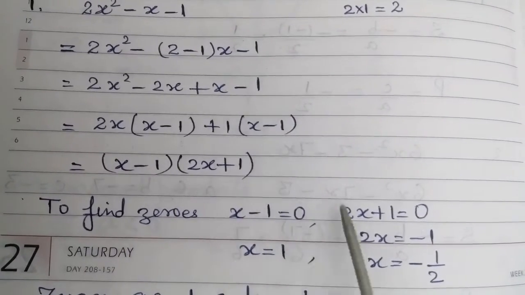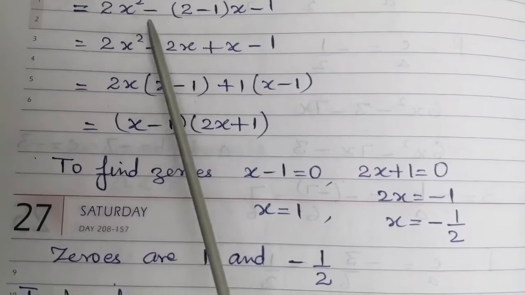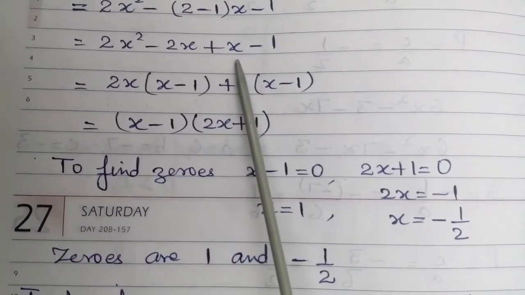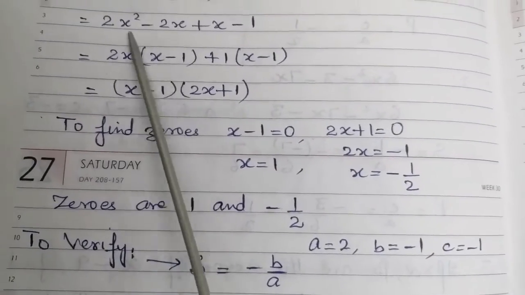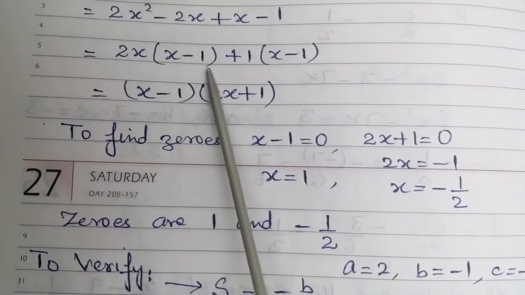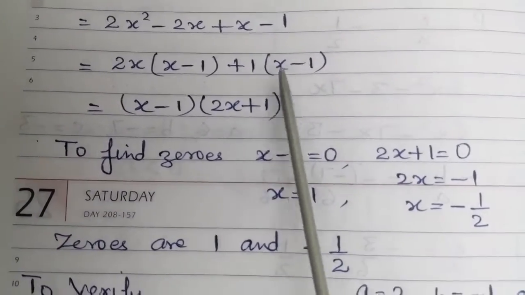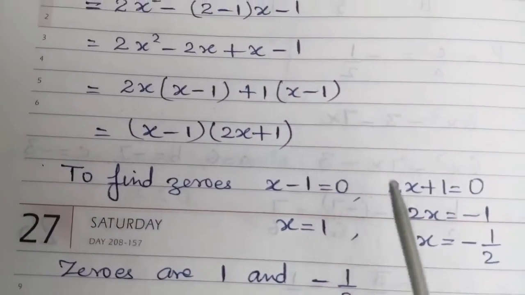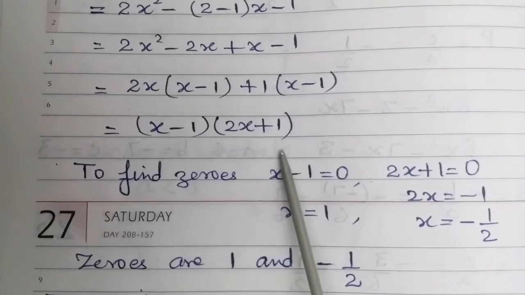Now open the bracket. So we have 2x square minus 2x, minus into minus will be plus x, and minus 1 as it is. Now from the first two you can take 2x common, so you are left with x minus 1, and from these two what do we have common? Only 1. So 1 is common, so again you have x minus 1. So x minus 1 is again common, and we are left with 2x plus 1.